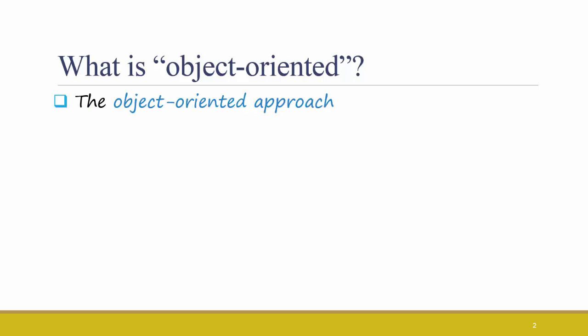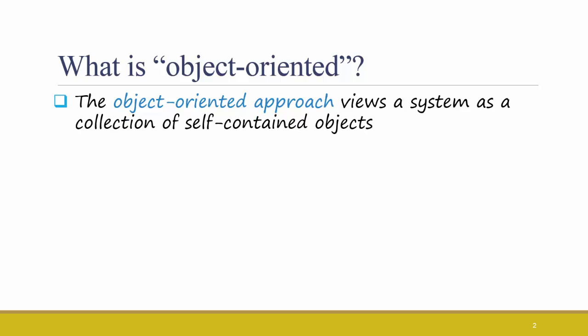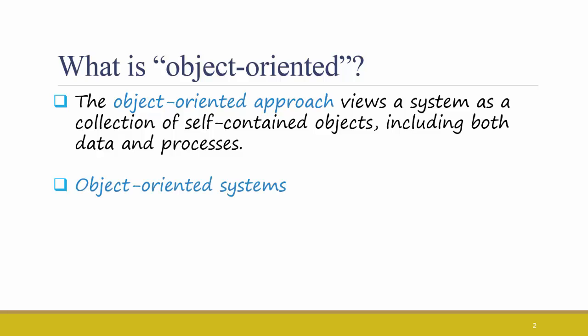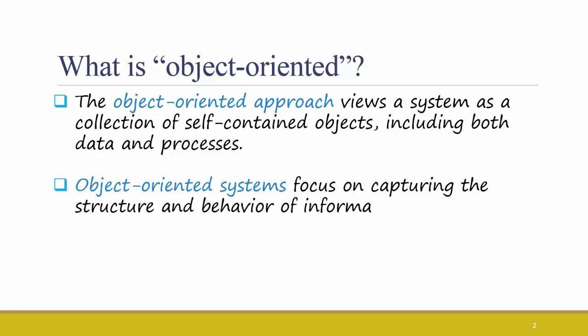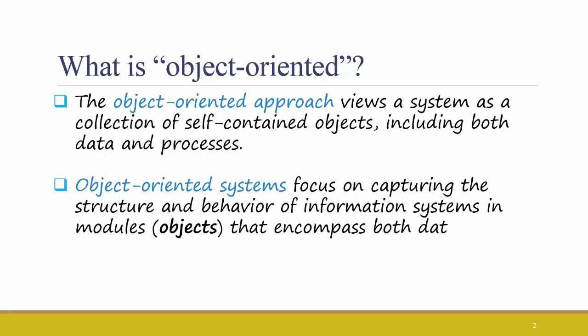The object-oriented approach views the system as a collection of self-contained objects, including both data and processes. Object-oriented systems focus on capturing the structure and behavior of information systems in modules called objects that encompass both data and processes. You'll notice that this slide twice mentions both data and processes. This is opposed to the traditional approach, like we're taking in our course, sometimes called the structured approach, where data and processes are listed and modeled separately. For example, we have our process model in a data flow diagram and our data model in our ER diagram.